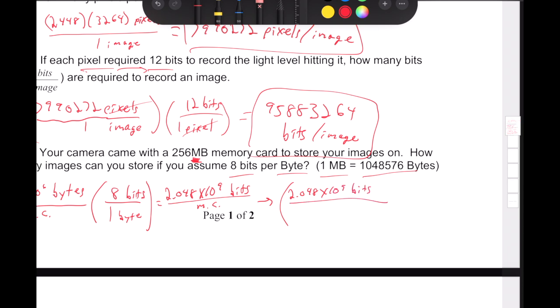Bits per one memory card. And then I want to know how many images per memory card, so that means I want to get bits to cancel out. So bits on the bottom would be 9588364 bits in each one image. So now the bits cancel and I'm left with images per memory card. That's awesome. So let's see what that comes out to be.